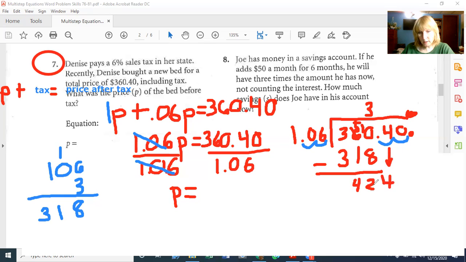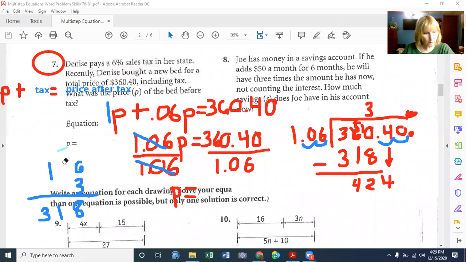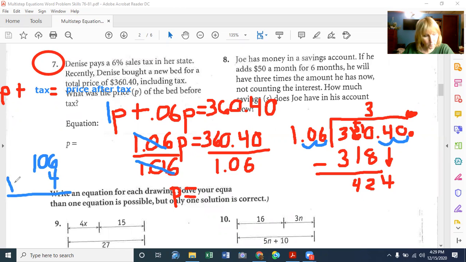So 106 into 424. So I'm going to go back over here on the side, erase my other one here. Get rid of all my nice white space that way now. And now I'm going to multiply 106 times what I believe will be 4 to fit in there. So 4 times 6 is 24, carry the 2. 4 times 0 is 0, plus 2 is 2. 4 times 1 is 4. 424 exactly. So it's going to work out nice and even.